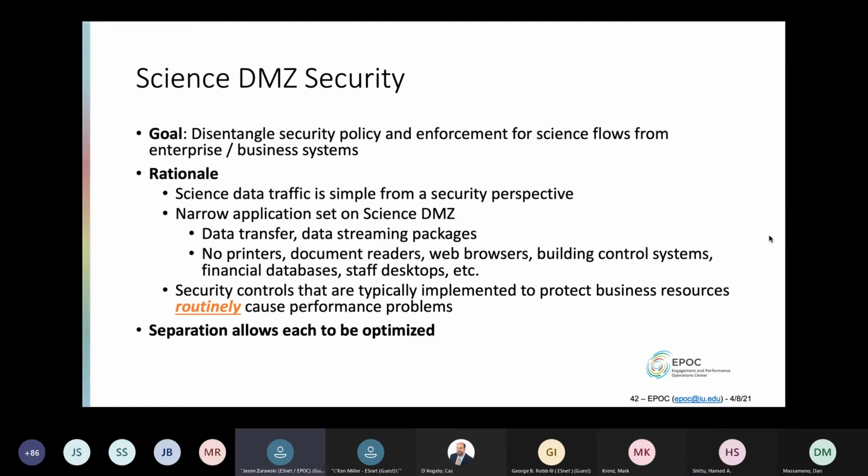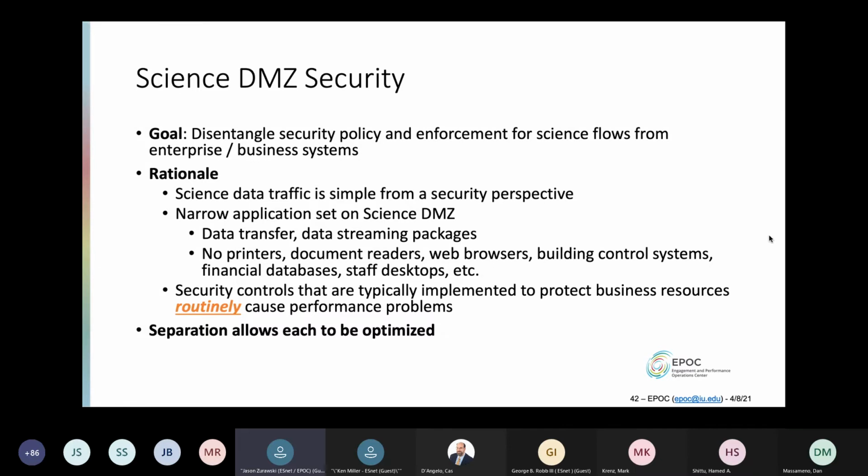We want to stay as far away, if not even further than that, from that, because that's all good. That's been designed, it's tested, and we don't want to touch that. Science traffic is different, though, from a security perspective, because it does have that narrow application set. You're not going to be doing a bunch of other stuff within this network beyond data transfer, data streaming, things that are related to that.